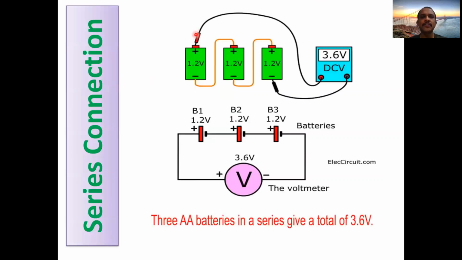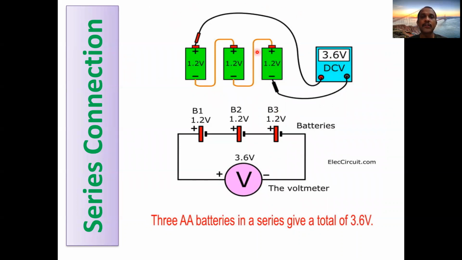All of you can see this picture. This is an AA battery which gives 1.5 volts, or here it is indicated as 1.2 volts. You can see the negative of this battery is connected to the positive of the next battery, and that negative is connected to the positive of another battery. The positive of the first one and the negative of the last one are connected to a voltmeter, which measures 3.6 volts. How did I get 3.6? 1.2 plus 1.2 plus 1.2 gives me 3.6 volts. That is how it operates. So this is a physical picture.